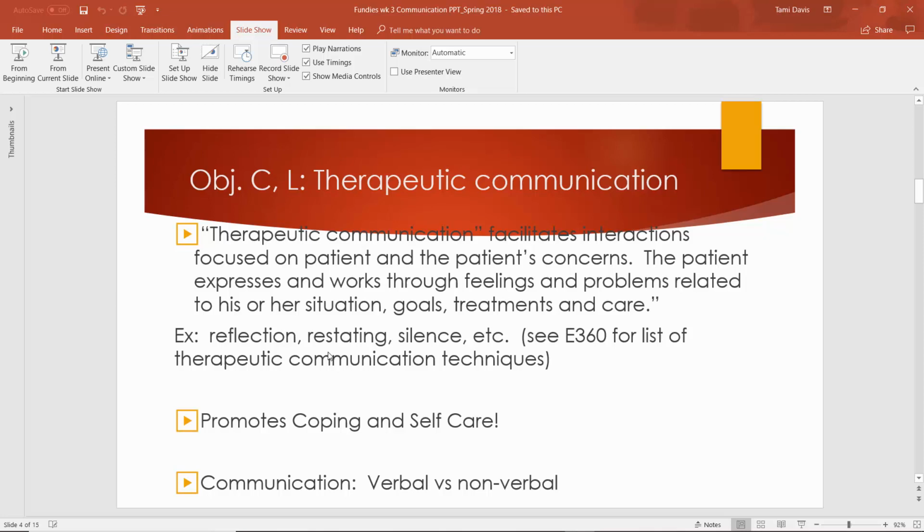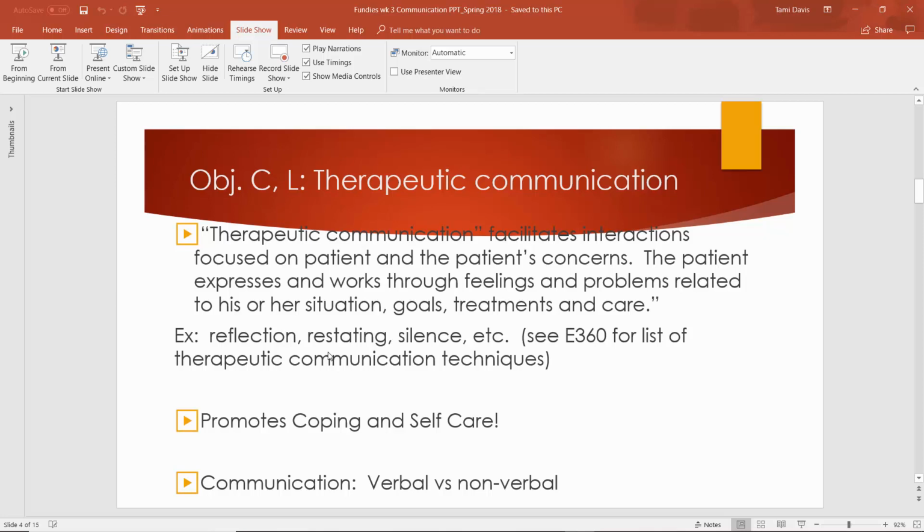And then communication isn't just what we say. So the nonverbal communication is how we maybe look when we're communicating. So for example, if you've ever had a discussion with someone and you're in mid-sentence and they roll their eyes at you, well, that just changed the whole tone of the conversation, most likely.